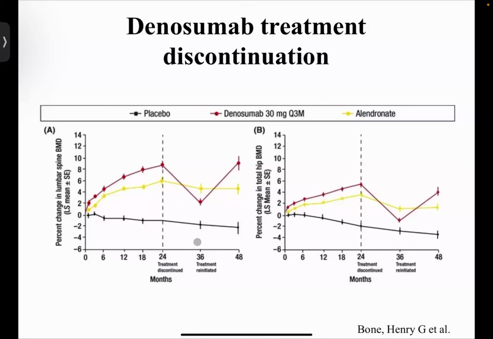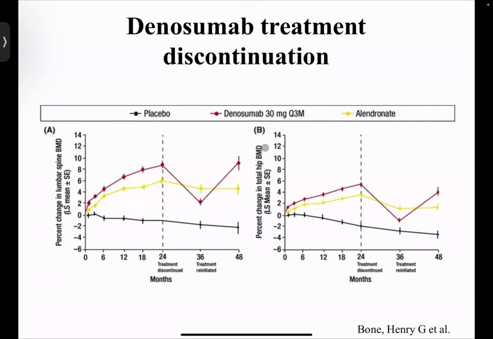Now they restarted the denosumab therapy at 36 months. When you restarted it, it immediately picked up. Within 1 year, it picked up to what it was at 24 months. But alendronate, they have not restarted. After stopping alendronate, they just looked at 48 months. It means almost stabilized. And the placebo group significantly started reducing. So here we can say that once you stop denosumab, you have to be very careful because there is a sudden spike of bone resorption, and there is an increased risk of osteoporotic fracture once you discontinue denosumab.